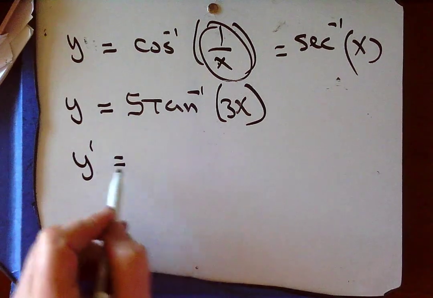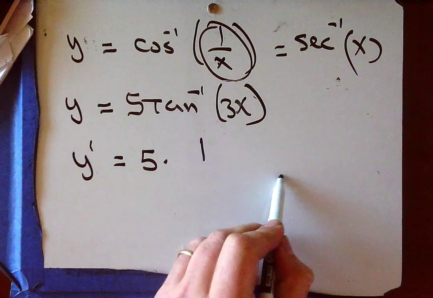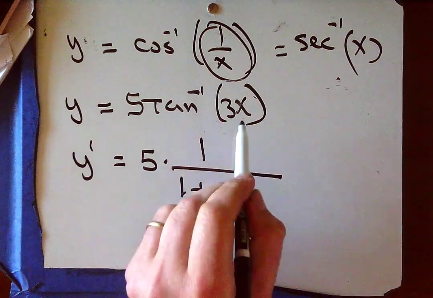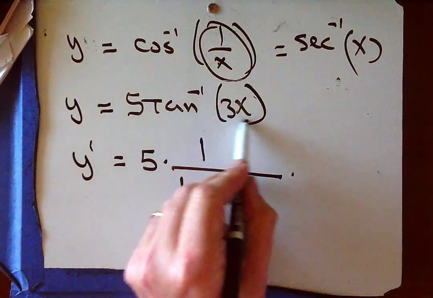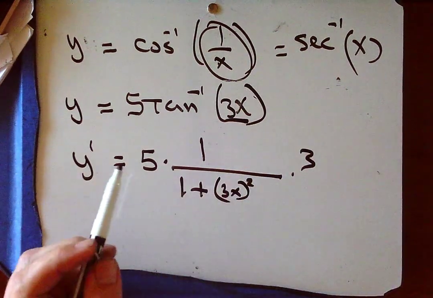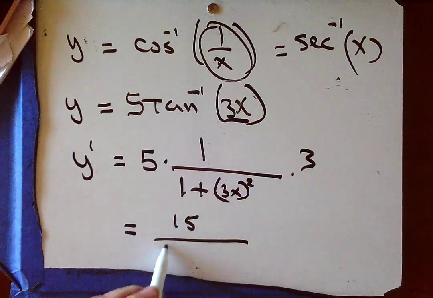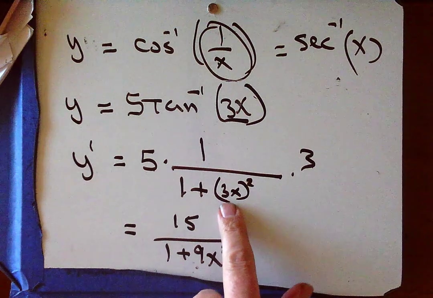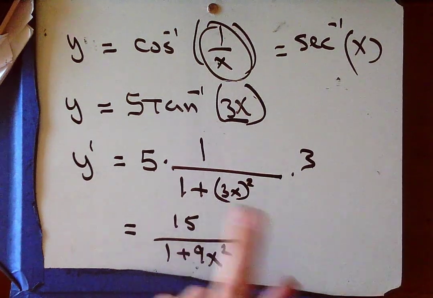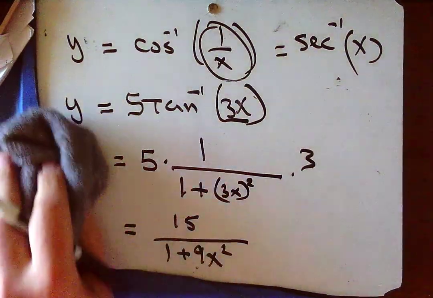So y prime is going to be that constant times the derivative of inverse tangent, which is 1 over 1 plus stuff squared times the derivative of stuff. And actually, because those are being multiplied together, I'm going to go with 15 over 1 plus 9x squared. Can't tell you how many students write 3x squared here. Don't forget to square the 3 and the x. Any questions about that? Don't forget to use GroupMe if you have questions while watching the video.